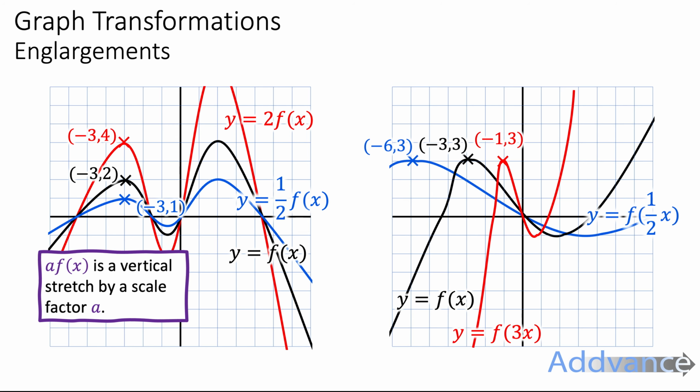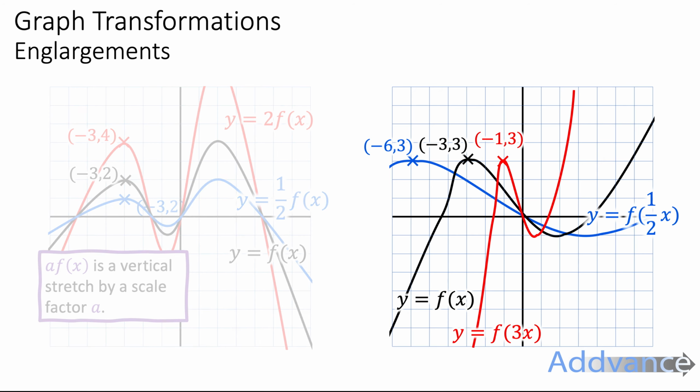Similarly, here's y equals f of half of x, where we're halving the x inside. And because we're doing that, the x-coordinate gets doubled. So it's minus 3, 3, now it's minus 6, 3. Okay, that one's a bit tricky, and it's one of the hardest transformations we do in GCSE.